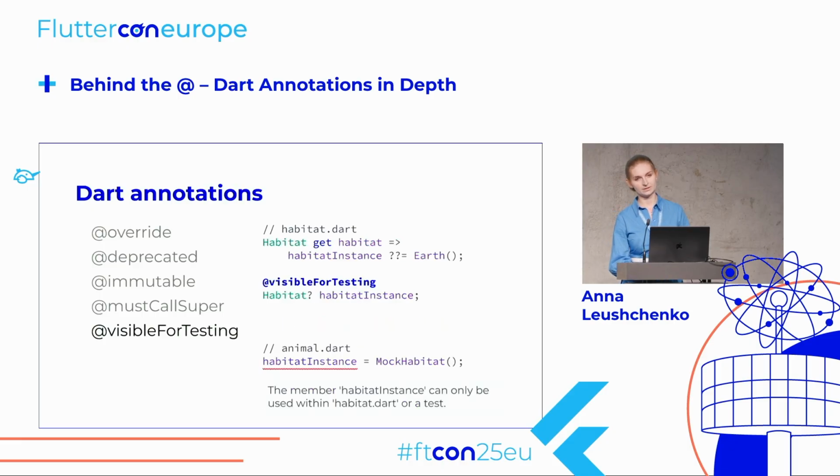So what we can do instead is to transform it into a getter that would either return a given instance or instantiate the Earth class as a fallback. And we can mark this given instance with the visible for testing annotation, so it can only be provided in tests. And if accidentally some production code tries to override this habitat instance, it will produce an analyzer warning.